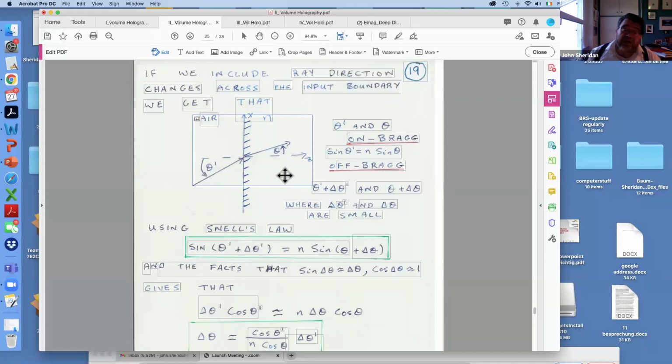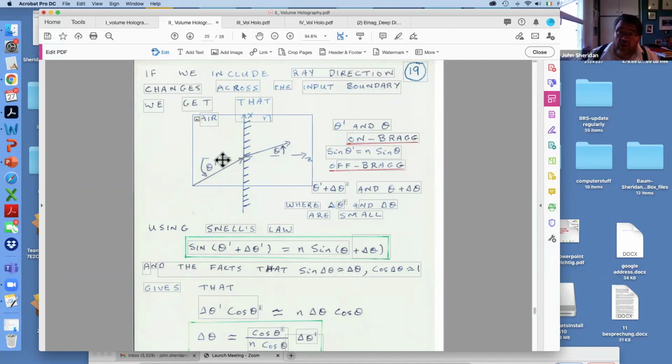And we've got to be very clear about this. Remember our model, we said it was as though we had a volume material that filled all space. So when we've talked about so far the Bragg angle, we've been talking about the angle inside the layer, inside the holographic material. So we've been talking about theta here.